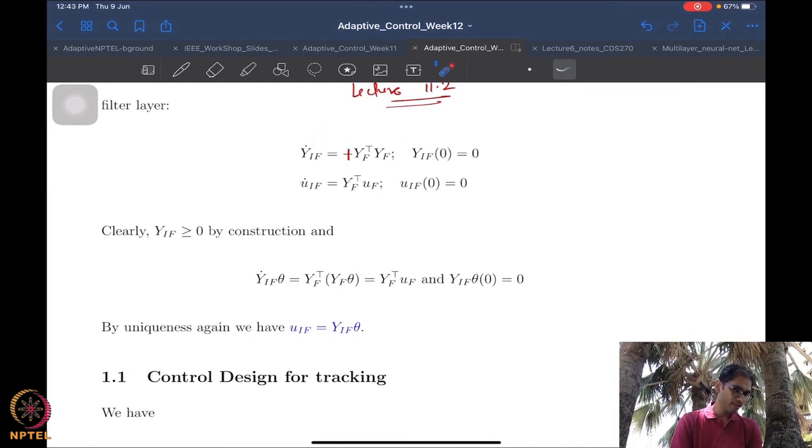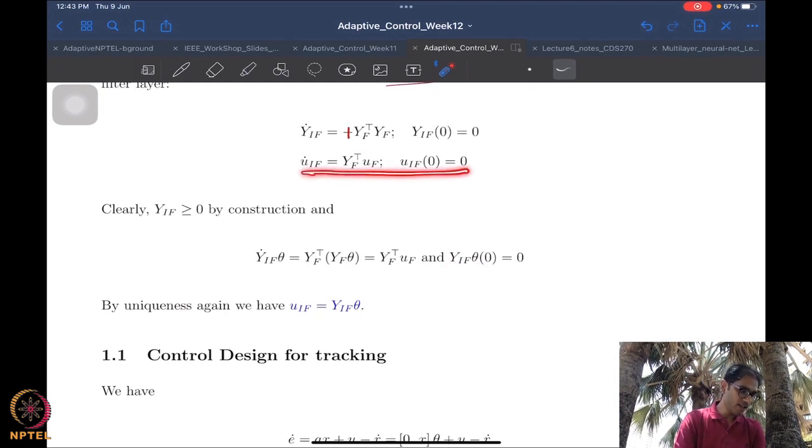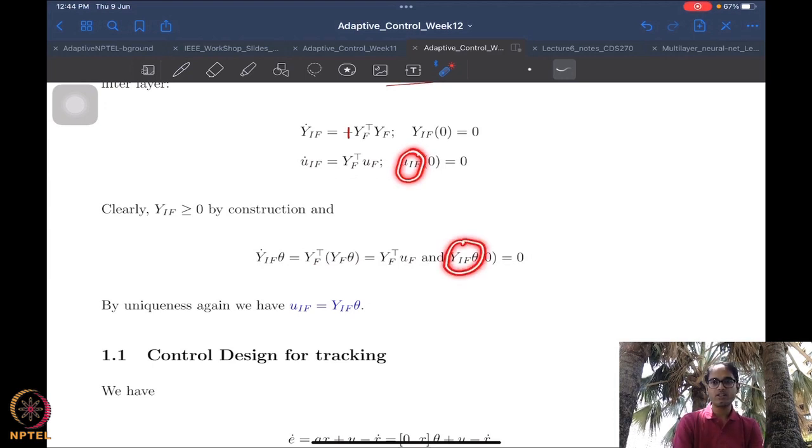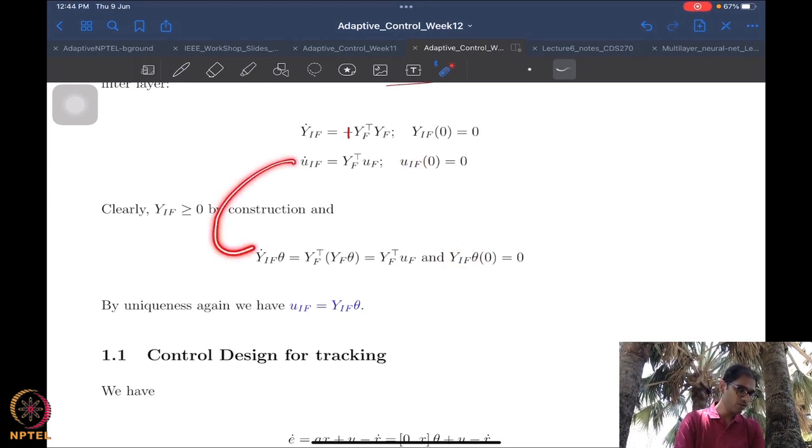And if you look at this yf theta, from our previous analysis it is already uf, so I substitute the same here. And again, you notice that yif theta 0 is 0, right? And if you see, this equation and this equation are exactly the same with the same initial conditions, just the variables are differently named. So here you have uif, here you have yif theta, right? Therefore, by uniqueness of solutions of ordinary differential equations, the solutions of these two also have to be the same, which means that yif theta is exactly equal to uif.